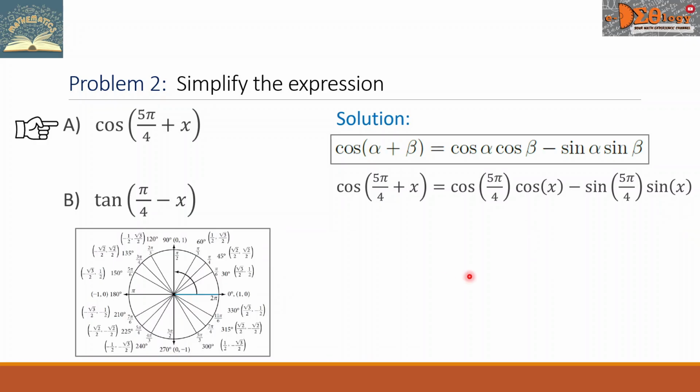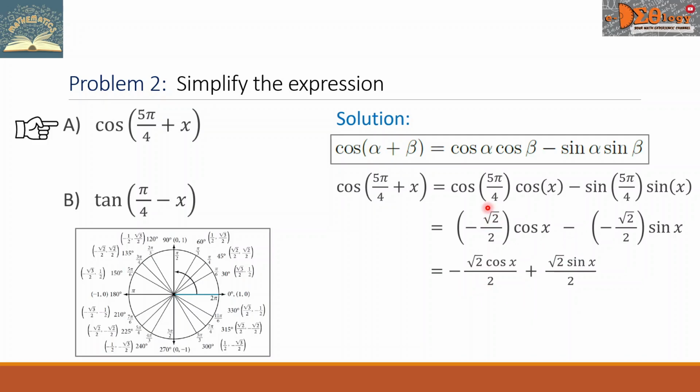With our unit circle, let us get the value of cosine 5 pi over 4. That will be negative square root of 2 over 2 times cosine x, then minus this sine 5 pi over 4, that is equal to negative square root of 2 over 2. Then we simplify further. For the first group, we have negative of square root of 2 times cosine x all over 2. Then negative by negative becomes positive. Then we write square root of 2 times sine x all over 2.